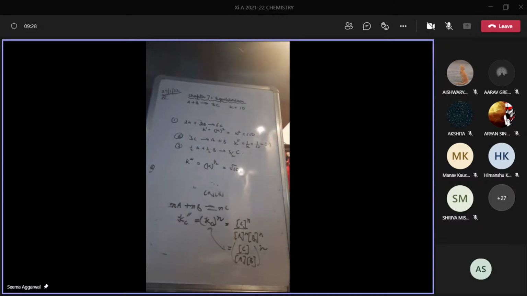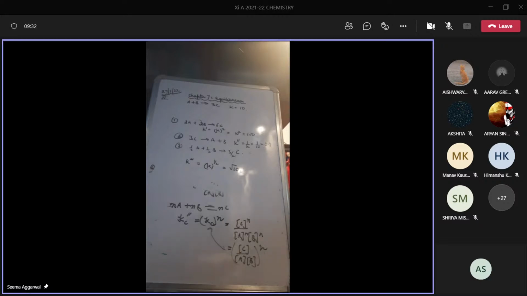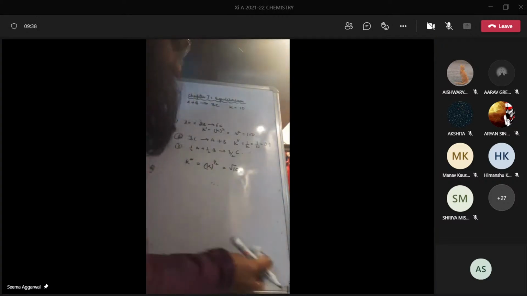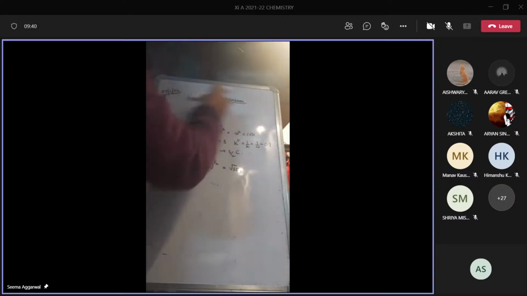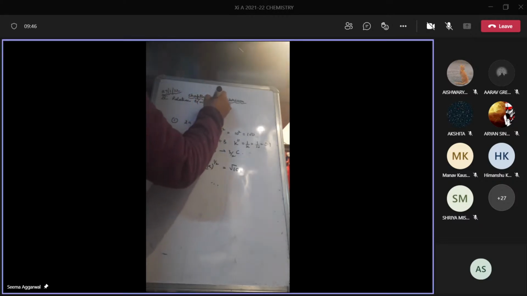Now the next topic is equilibrium constant in the gaseous system. Next topic, just put it like this: relation between Kp and Kc. Relation between Kp and Kc, where Kp is the equilibrium constant for a gaseous system.